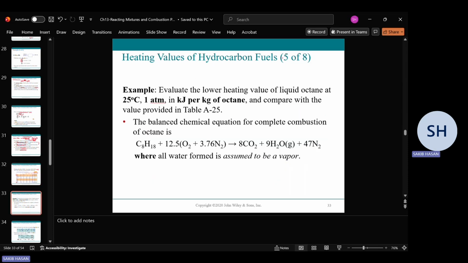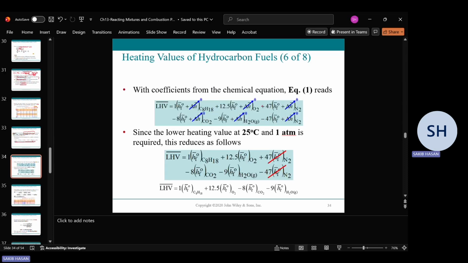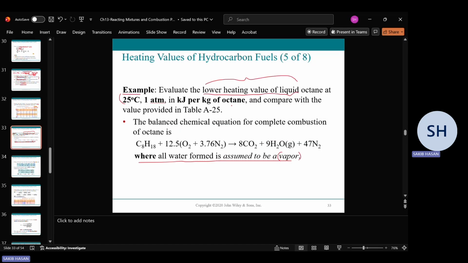And now we're looking at another example of a problem. It's a simple problem. Essentially, they've asked us to evaluate the lower heating value of a liquid where all the water vapor is assumed to be a vapor. So when all of it is vapor, it is obvious to us that the energy change for this reaction will be equal to the lower heating value. So you do the calculations in the same exact way that we did the previous example. And since it is in standard state, everything is in the standard state before the reaction.